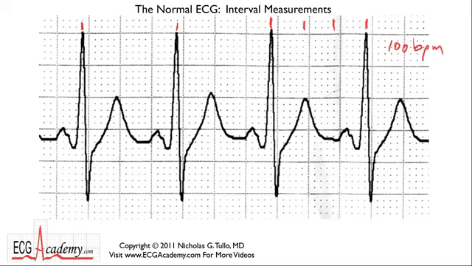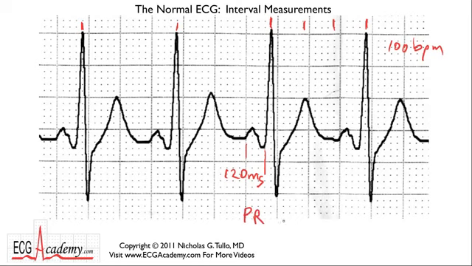Okay, let's look at the PR interval. This PR happens to land on a heavy line. The QRS lands right over here. So that's 3 small boxes. That's a relatively short PR of 120 milliseconds. Now, what is the normal PR interval? That's what we'd like to know.